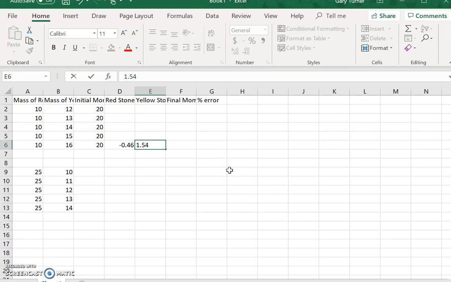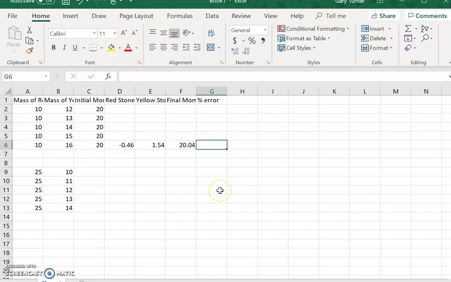And now to calculate the final momentum, I'm just going to take the mass of the red stone times its velocity plus the mass of the yellow stone times its velocity. It should be close to 20. And let's see what happens here. So I'm going to take equals the mass of the red stone times its final velocity, plus the mass of the yellow stone times its velocity. And I get 20.04, which is indeed close to 20.